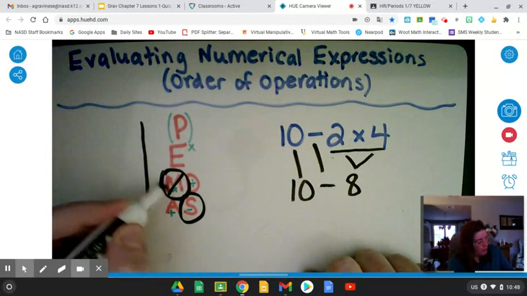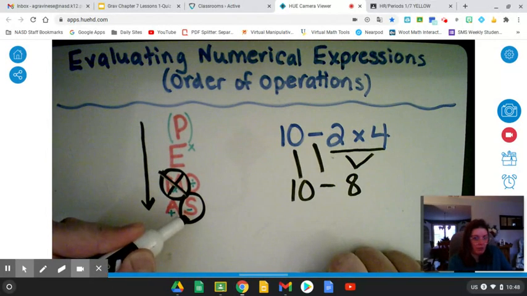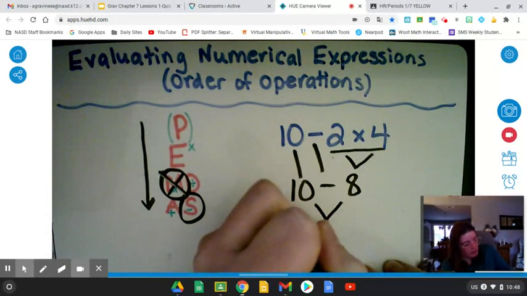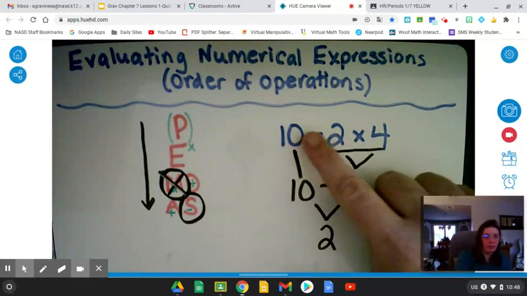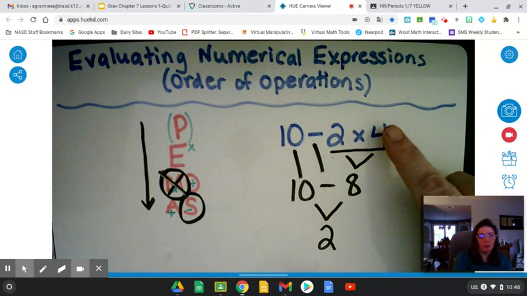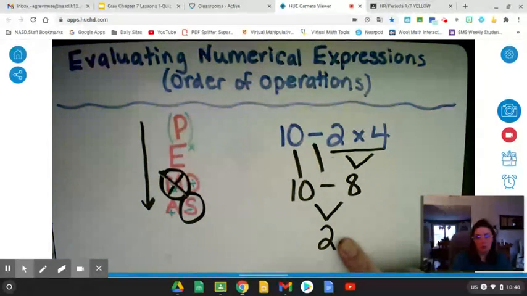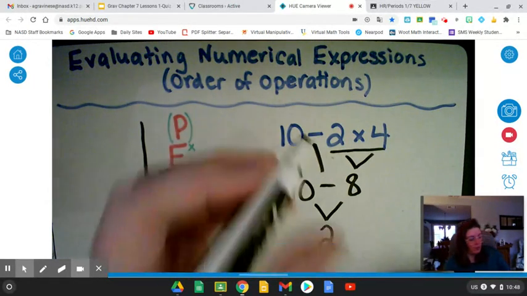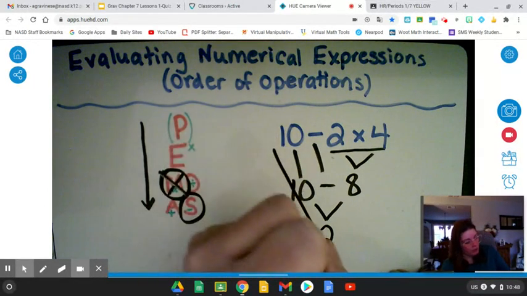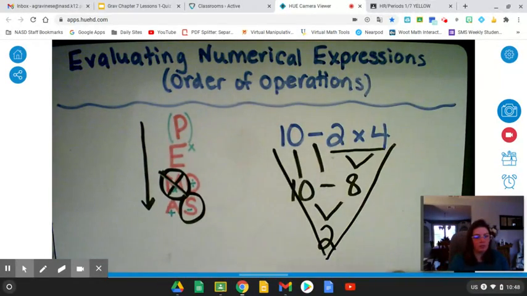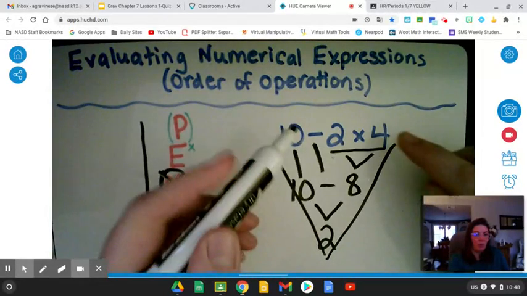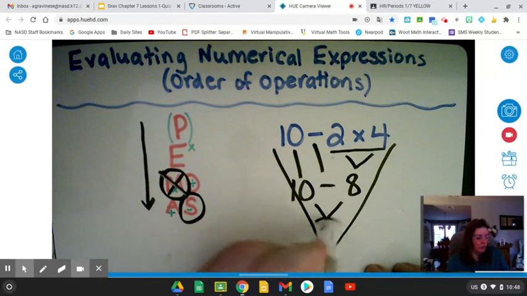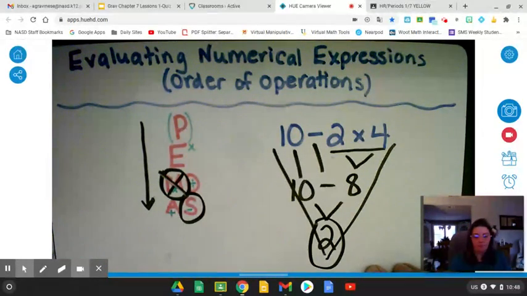I did my multiplication, and subtraction is all I have left. And 10 minus 8 equals 2. So when I evaluate this numerical expression, I get an answer of 2. Notice that when we evaluate numerical expressions, when you show all of your steps, you get this nice V shape. That means that you're doing one step at a time to get to your final answer. All right, let's try another example.